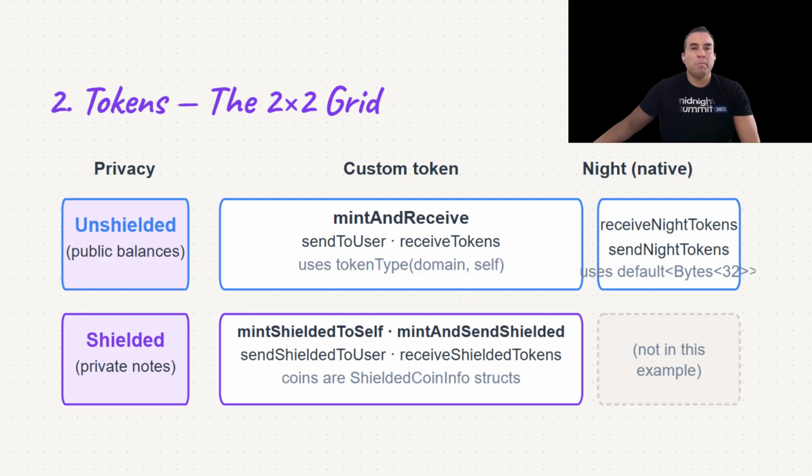Bottom left box, shielded custom tokens, has 4 circuits. This is where you would build a private payment system. Mint to the contract, send to a user, receive, or mint and send in one atomic step. Bottom right box is empty. Shielded Night isn't in this example. Don't worry about that for now. 9 circuits total. We're going to read just enough of them to get the shape of how these work.